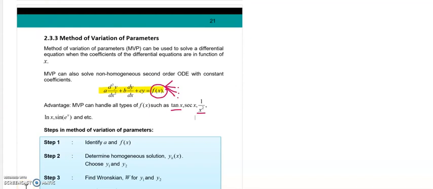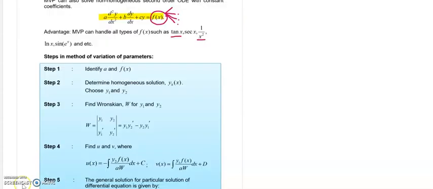Next, we are going to see the steps that we have in variation of parameters to solve the non-homogeneous equation. In the first step, we need to identify A and f(x). A is the coefficient of y double prime, so this is where A is. We just identify what A is and what f(x) is, the right hand side term of our equation.